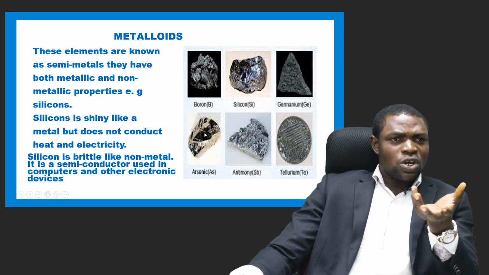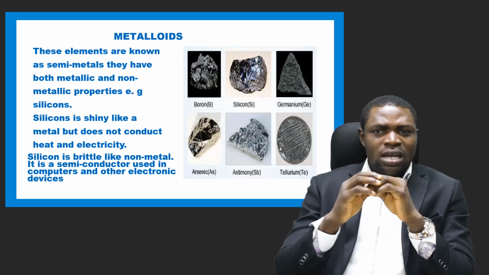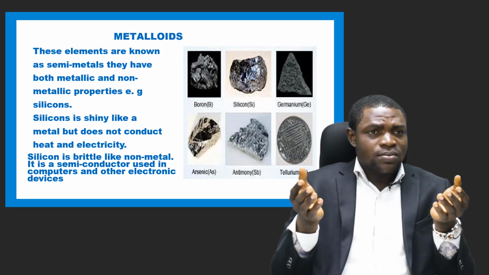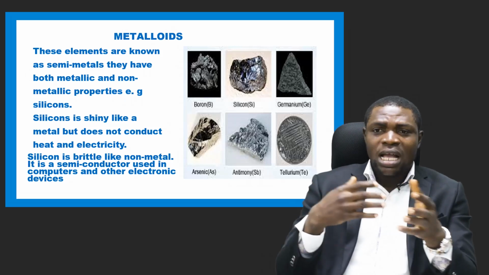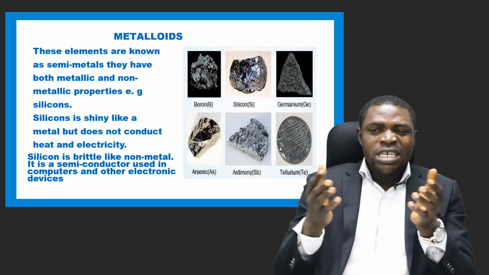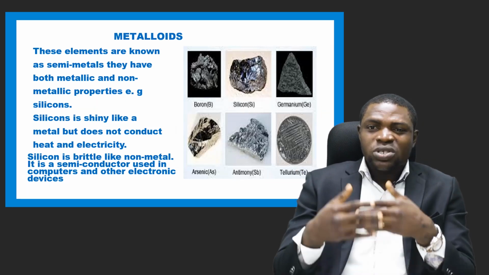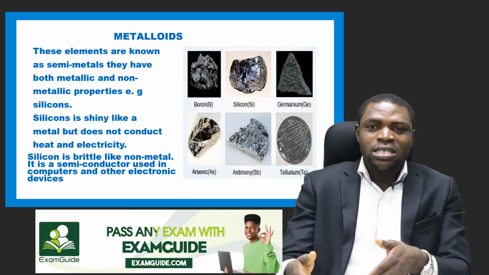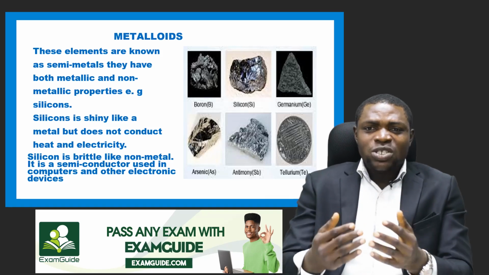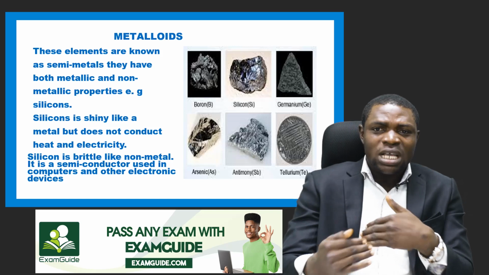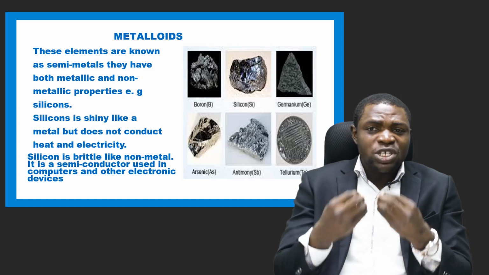The silicon. I'm sure you know silicon. It's like a shiny metal, but it does not conduct heat and electricity well. Now when you get to transition elements, they will tell you transition elements have variable oxidation states. Not all of them. It's not chemically correct to say that all transition elements have variable oxidation states. So when we get to transition elements, I'm going to tell you those that have variable oxidation states and those that do not. Now silicon is brittle.